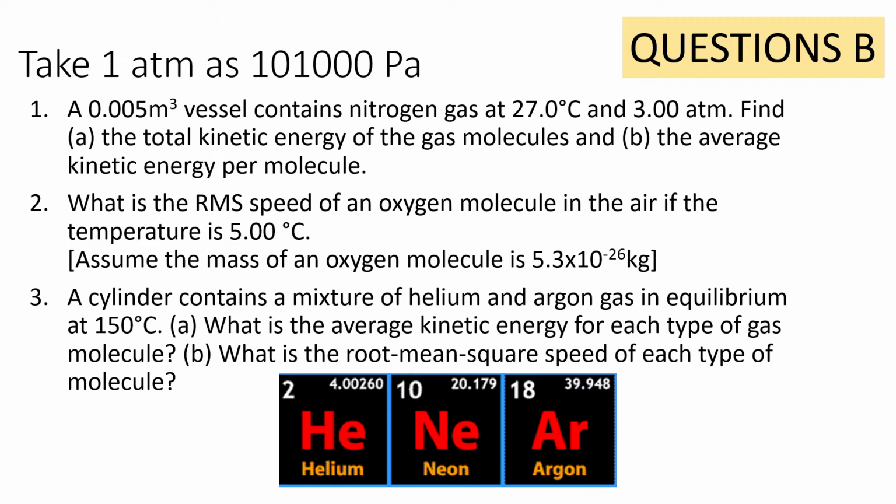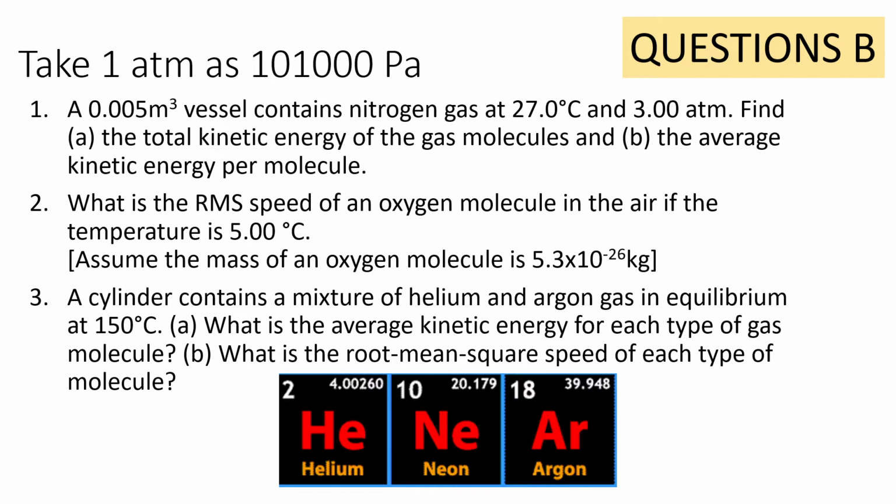So question B. A 0.005 meter cubed vessel contains nitrogen gas at 27 degrees Celsius and 3 atmospheres. Find A, the total kinetic energy of the gas molecules, and B, the average kinetic energy per molecule. Question 2, what is the root mean square speed of an oxygen molecule in the air if the temperature is 5 degrees Celsius? Assume the mass of an oxygen molecule is 5.3 times 10 to the minus 26 kilograms.